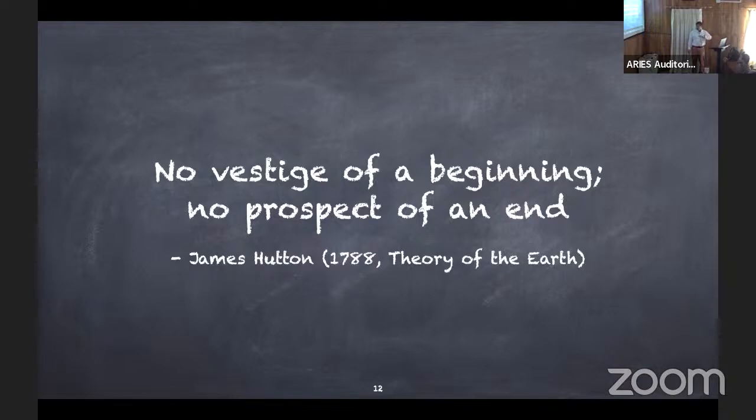This had a tremendous influence on Darwin, of course, in creating his theory of the origin of species, because it gave Darwin a lot of time, millions and millions of years, in order to create new species. So that's the idea that we're dealing with.